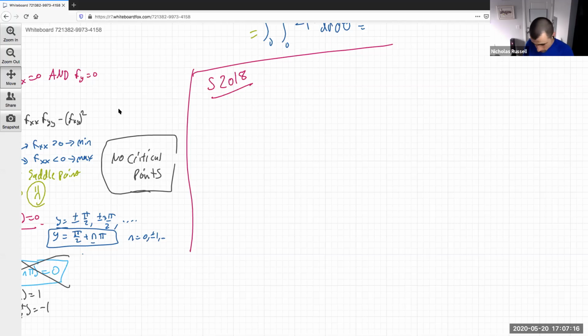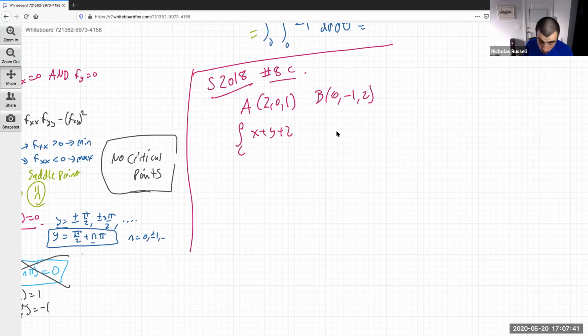2018. Number 8C specifically here. Okay, so the problem says the following. I'm going to consider the point A = (2, 0, 1) and the point B = (0, -1, 2). I would like to calculate this integral, ds, where C is the line segment from A to B. Okay, that's what this problem is.